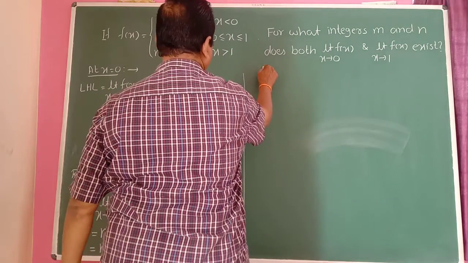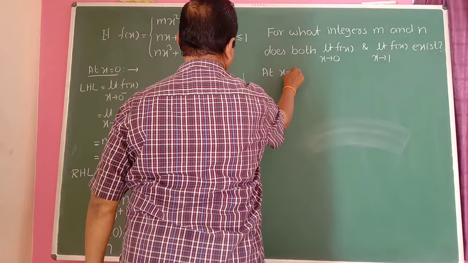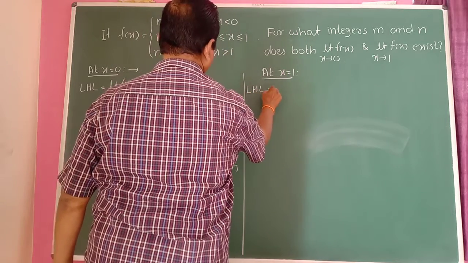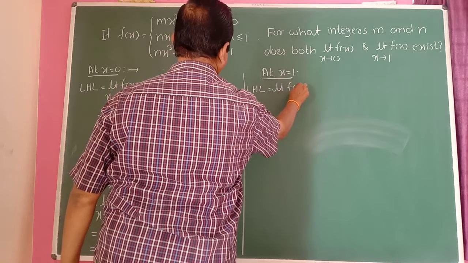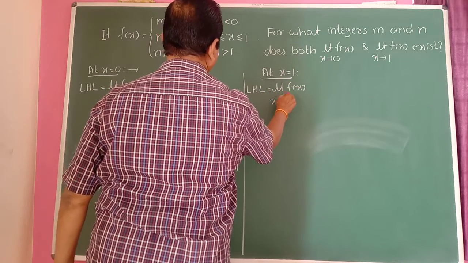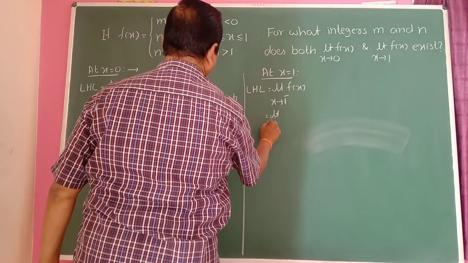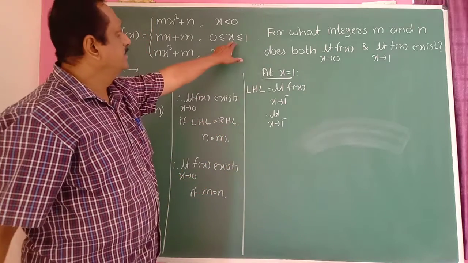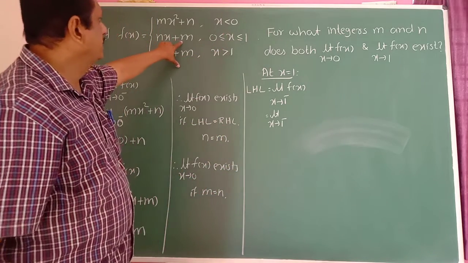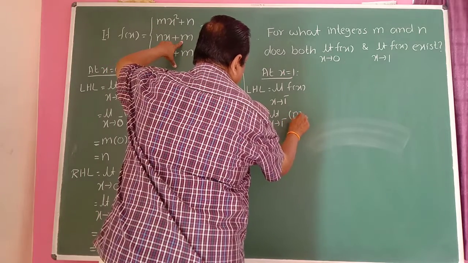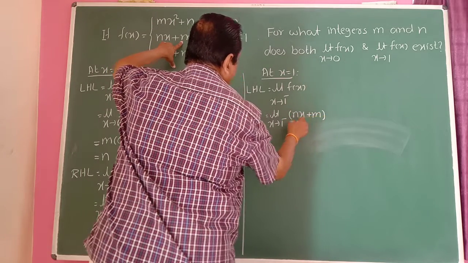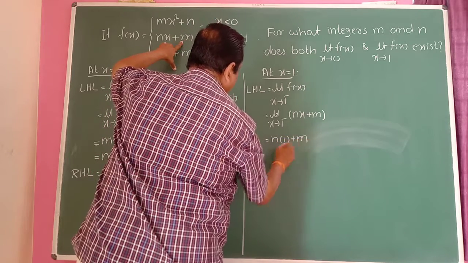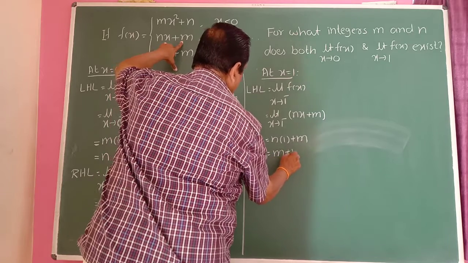Next, at x equal to 1, take LHL here. Limit of f of x as x tending to 1 minus. 1 minus means x less than 1. Here, for x less than 1, the function is nx plus m. Put x value 1. So n into 1 plus m. Therefore this is equal to m plus n.